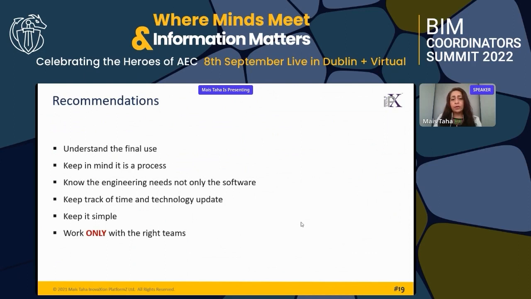Keep track of time and technology updates because technology always changes and there are many software tools that will help you to reduce time. Keep it simple. A strong process is a simple process. Don't complicate it. And work only with the right teams. The process should be easy enough to be understood by all the team members.